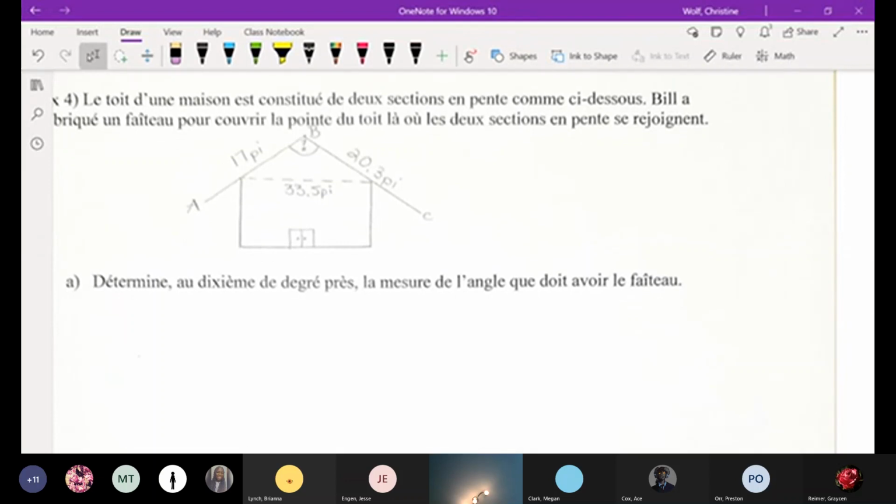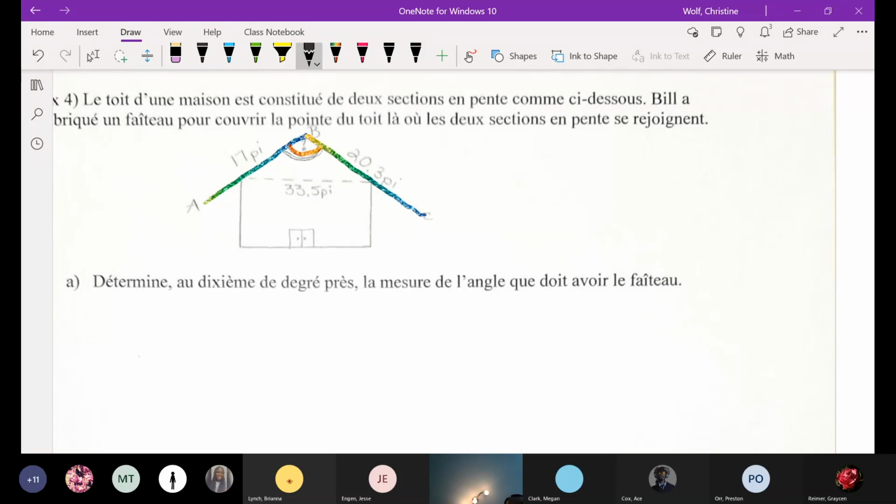Okay. So, le toit d'une maison est constitué de deux sections en pente comme ci-dessous. Bill a fabriqué un faîteau pour couvrir la pointe du toit là où les deux sections en pente se rejoignent. Okay, what that means is we've got kind of a section of a roof and another section of a roof joining. Et là, Bill wants to put like a decorative piece where those two meet at that angle there. Okay? Détermine au dixième de degré près la mesure de l'angle que doit avoir faîteau.